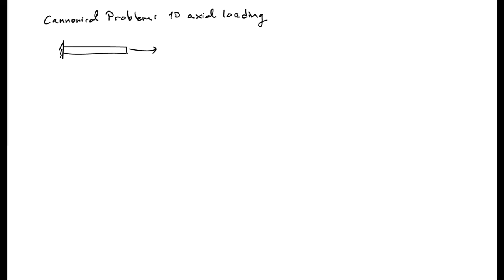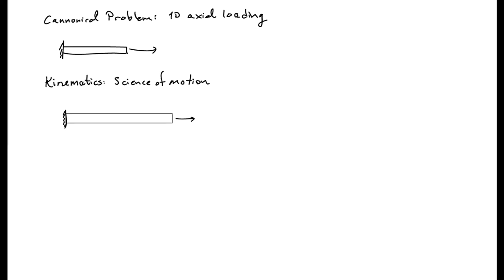So the experiment that we've just seen is going to be the canonical problem that we're going to begin our study of deformable bodies. It's really the problem of bars under one-dimensional axial loading. What we're going to try and do is take the observations that we've just made and turn them into a full mechanical theory that allows us to describe the complete behavior of that system. Okay, so that's the goal.